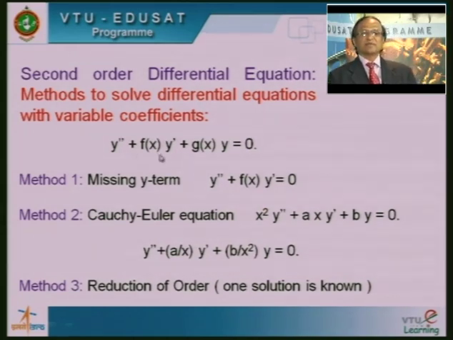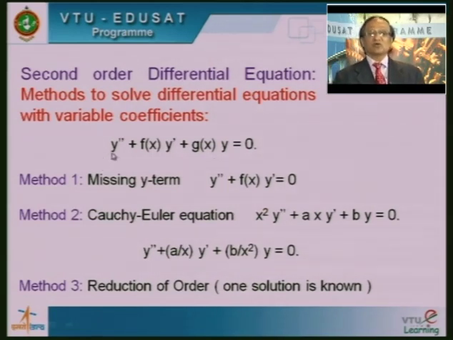Here f of x may be a polynomial and g of x may be a polynomial, or they may be simple functions of x. f of x and g of x may be functions of x. Is it clear? Okay, the right hand side is 0. So, you assume that they have given this type of equation. You may ask, how do we solve this type of equation?